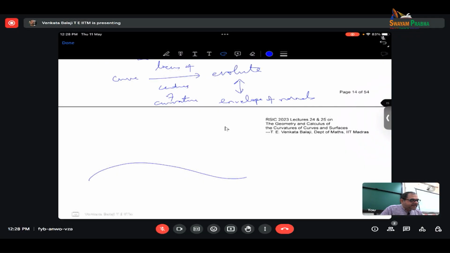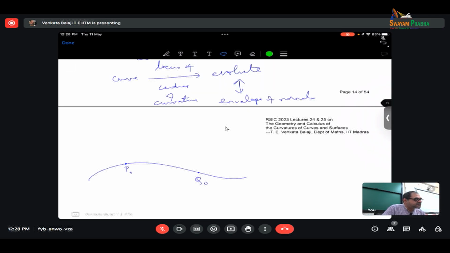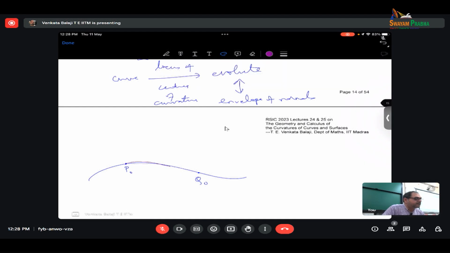And it's so easy to find. The geometry is very simple. You take this curve, you pick some point P naught, and then you take some other point Q naught. Now you attach a piece of string from here to here. Then you start pulling the string out.